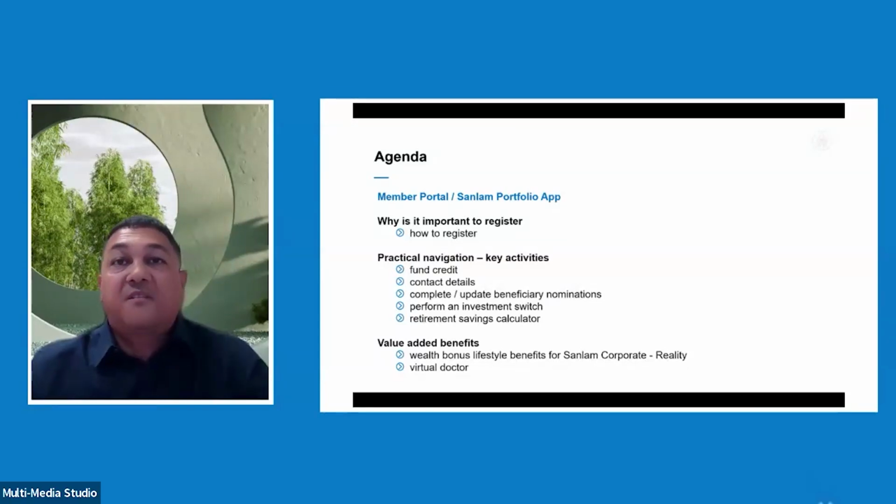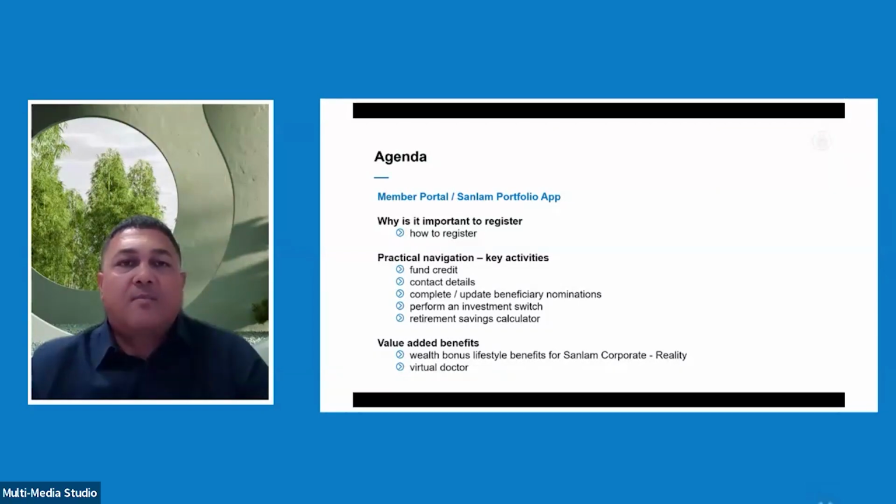But the most efficient and effective way to actually register on the app is to check in with your employer. Make sure that they've got your most recent email address and mobile number, and that way you'll be able to register seamlessly via the app or the member portal.